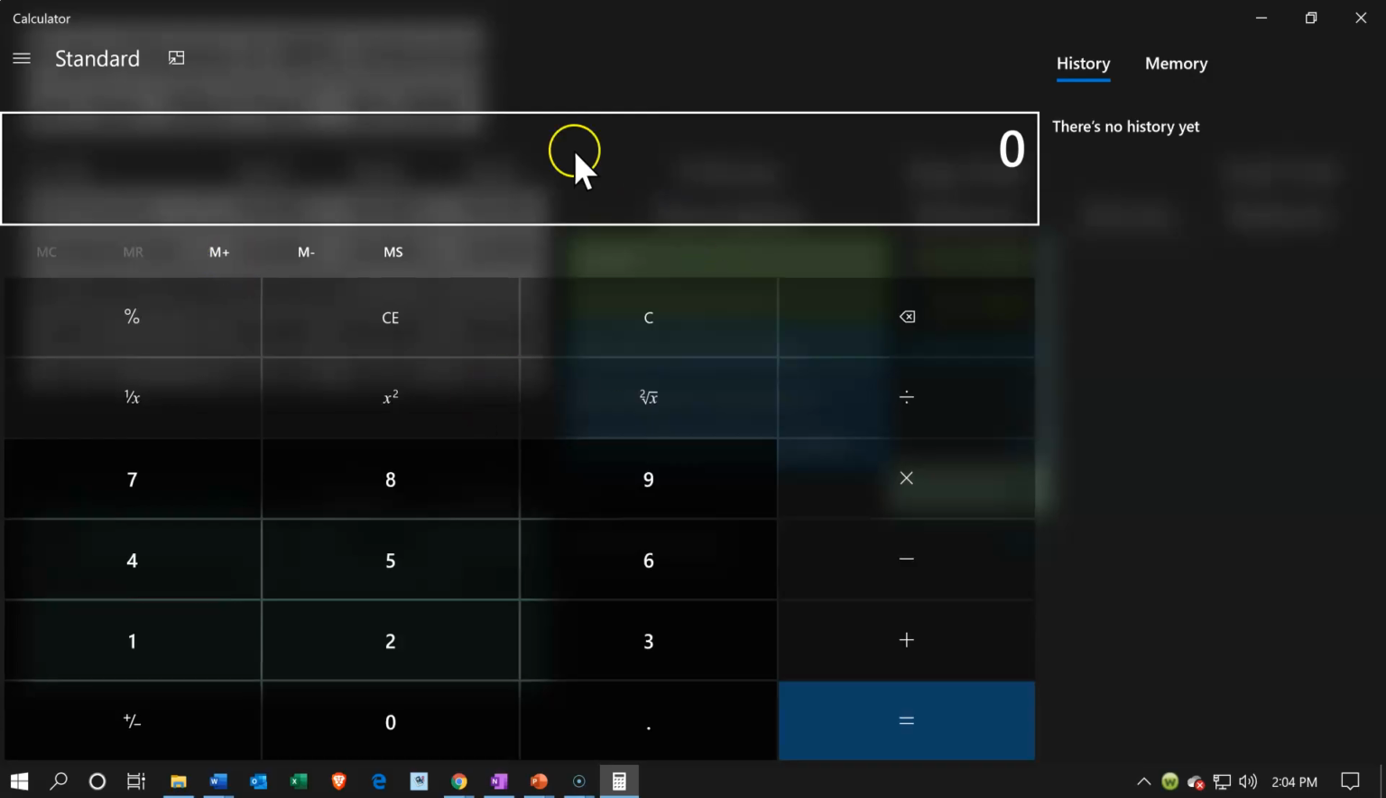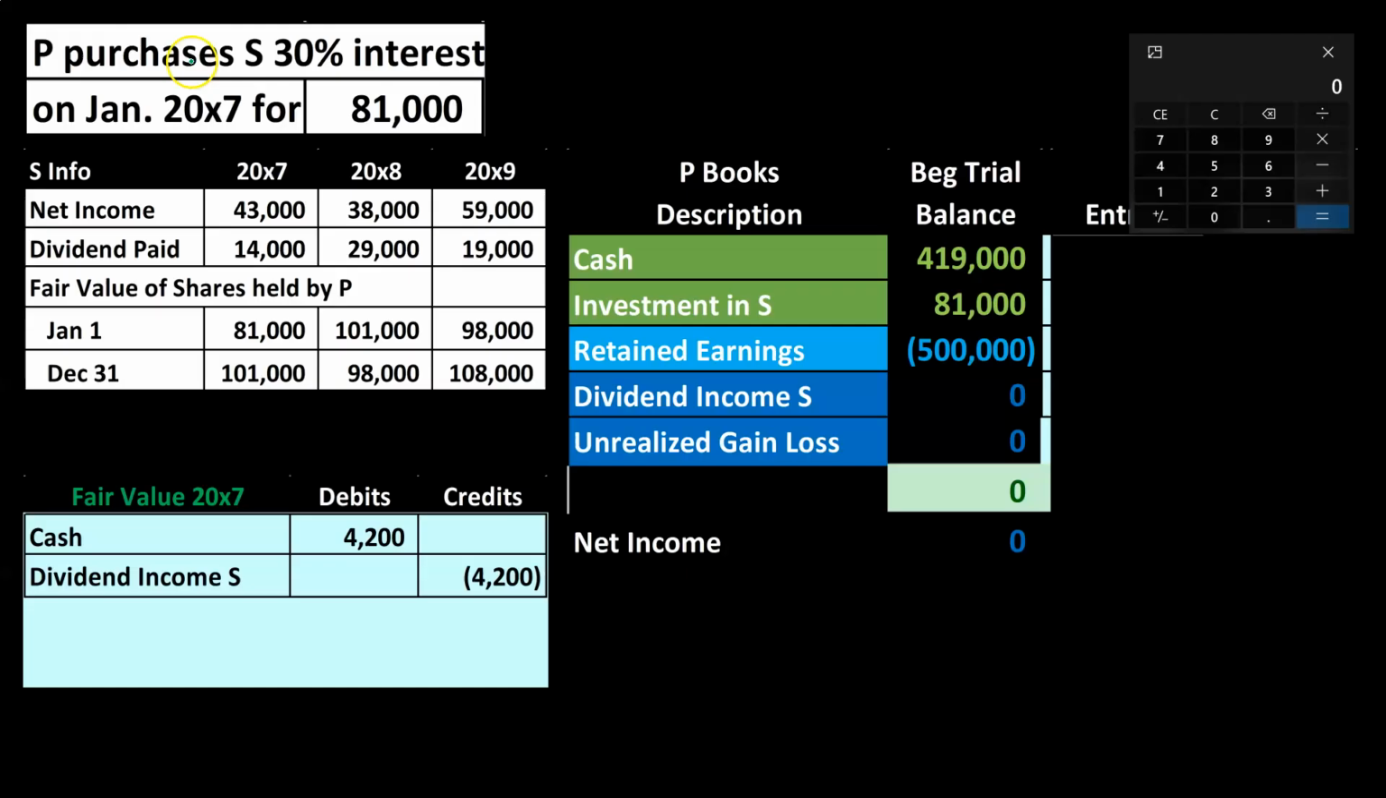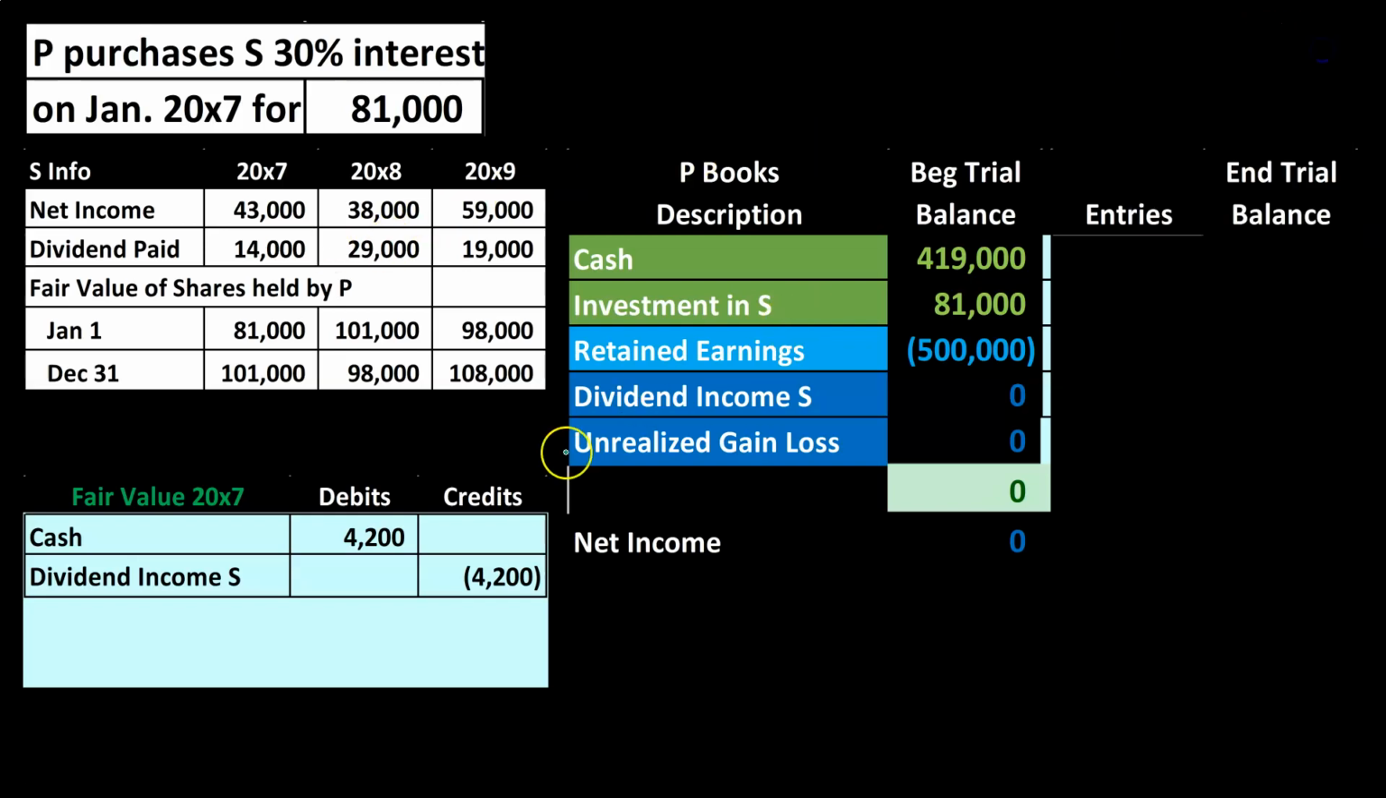So if we were to pull up the trusty calculator here, we're going to say, all right, they issued 14,000 of dividends times 0.3, 30%. We got 4,200 of them. That means we're going to get cash. Now, note some problems might put the dividend in here as a dividend receivable, because they declare the dividend and haven't issued it yet. But eventually, you're going to get the cash. So I think it's easier and clearer to see.